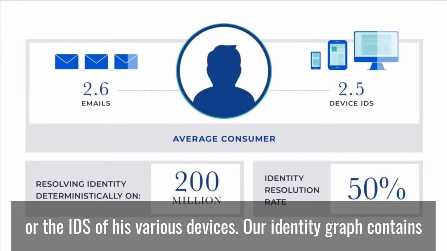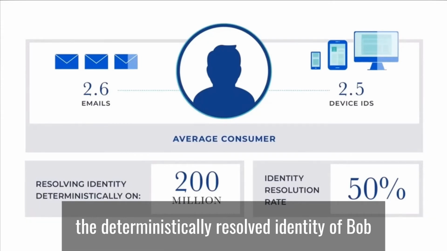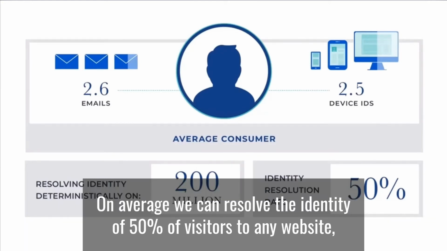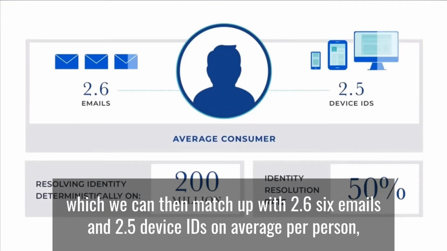Our identity graph contains the deterministically resolved identity of Bob and more than 200 million other U.S. consumers just like him. On average, we can resolve the identity of 50% of visitors to any website, which we can then match up with 2.6 emails and 2.5 device IDs on average per person.